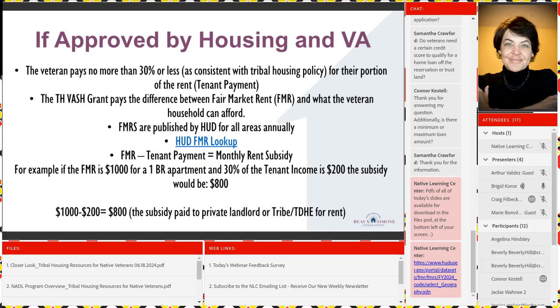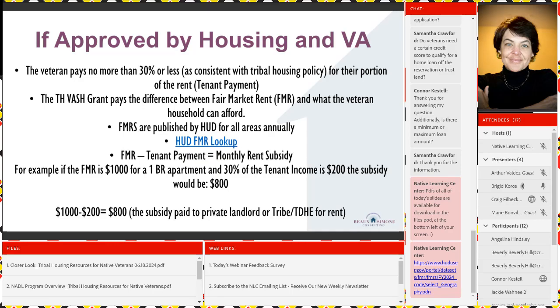Because tribes identify a service area that might be multiple counties, you're able to choose just one county and apply that FMR to your entire service area. So say you had 3 counties, the highest FMR could be applied to the entire service area. The way that works would be the fair market rent minus the tenant payment equals the monthly rent subsidy.